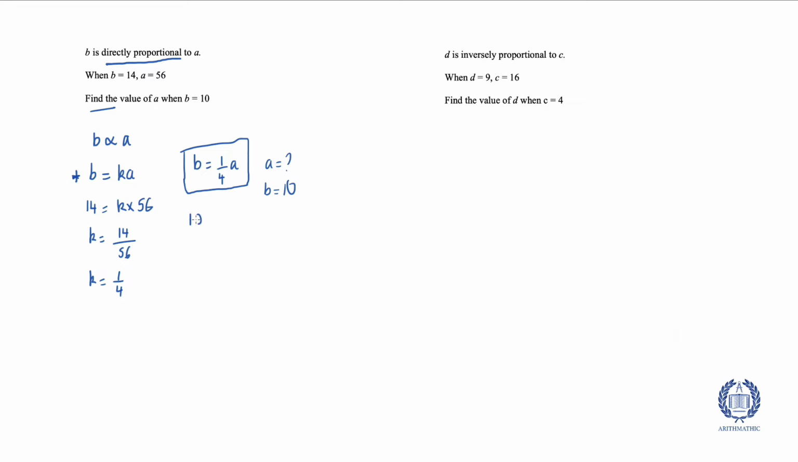So when B equals 10, it's going to be 10 equals 1 over 4A. Now what we can do is cross multiply the 4 by 10. So that means 10 times 4 is equal to A. So A is equal to 40. And that's your answer. So that's how you do the direct proportional question.